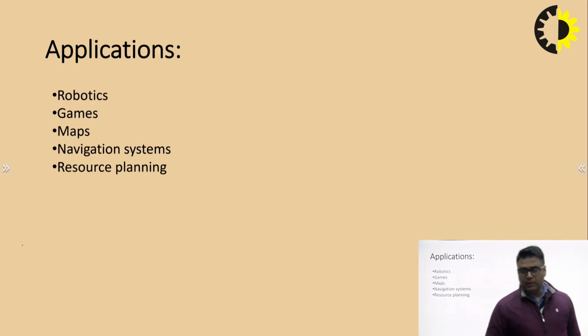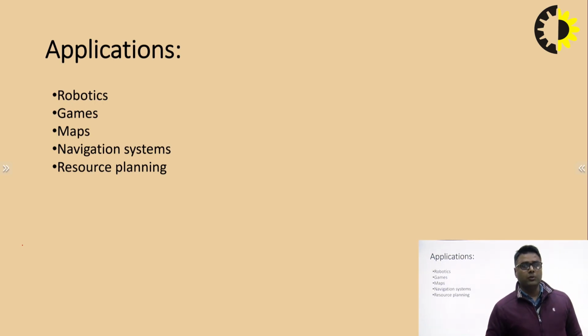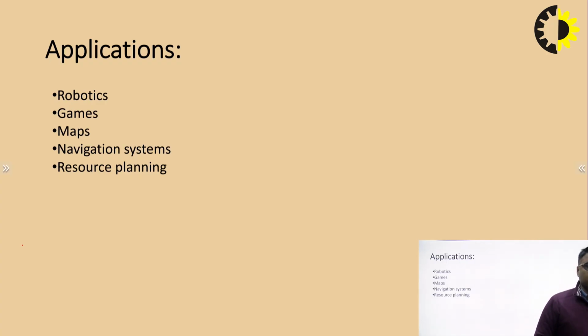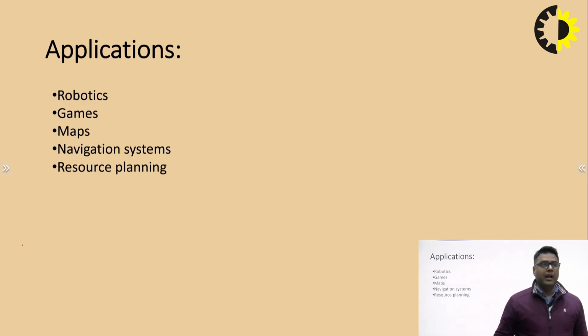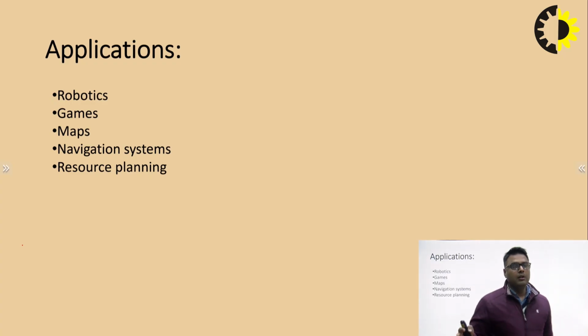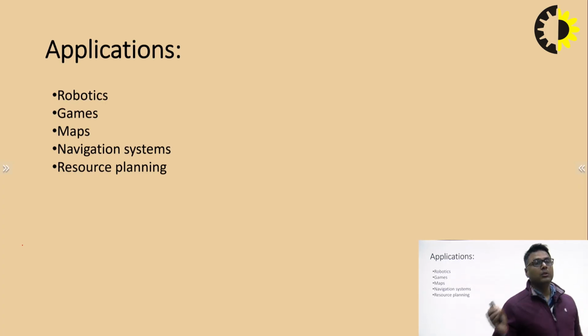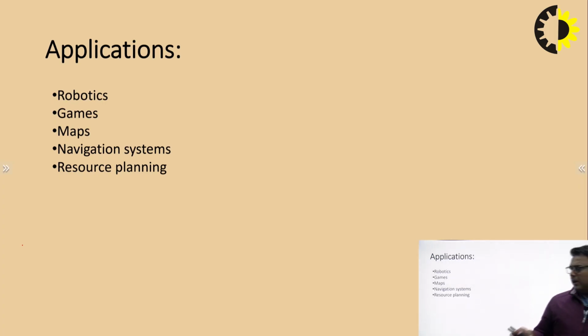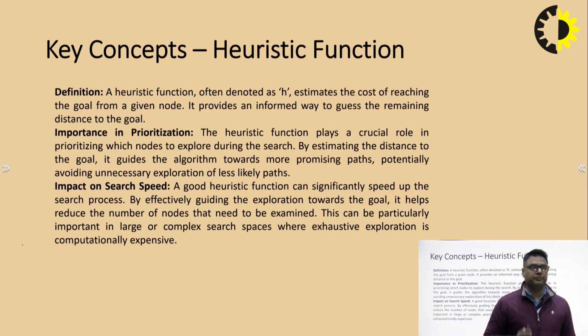All of you know that if you book any Ola or Uber cab, you put in the start location and end location, and then it moves to the right location from the start node. So through the maps you move on. Next is navigation. Navigation always provides the shortest path from the start node to the goal node. Resource planning is also related to the A star searching technique.